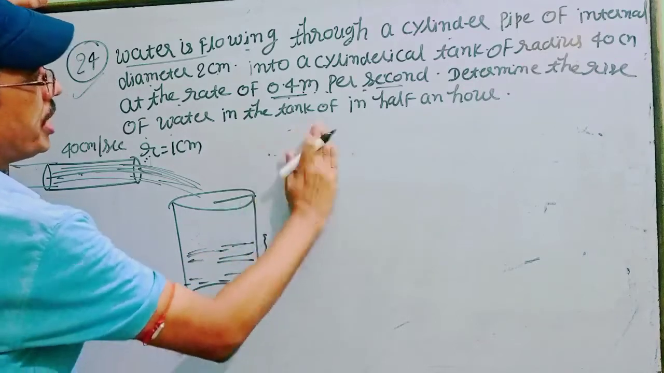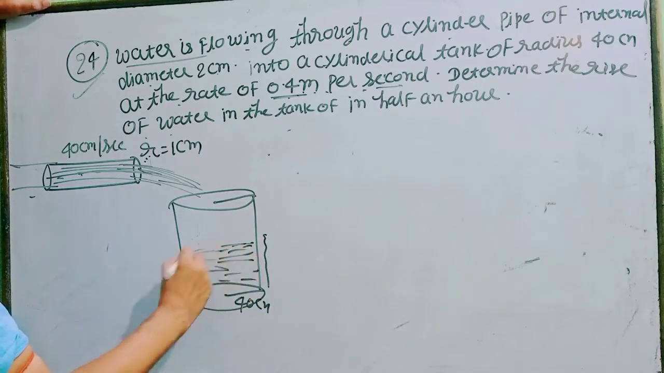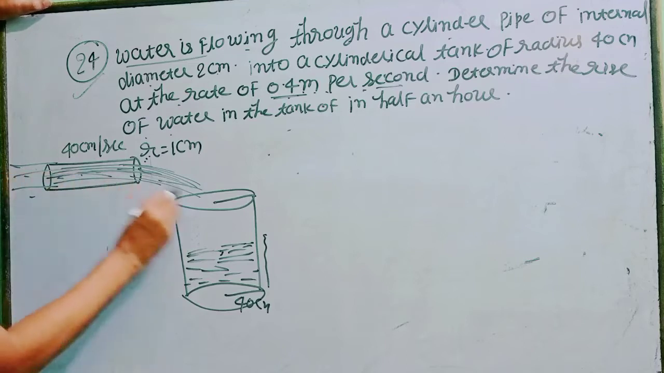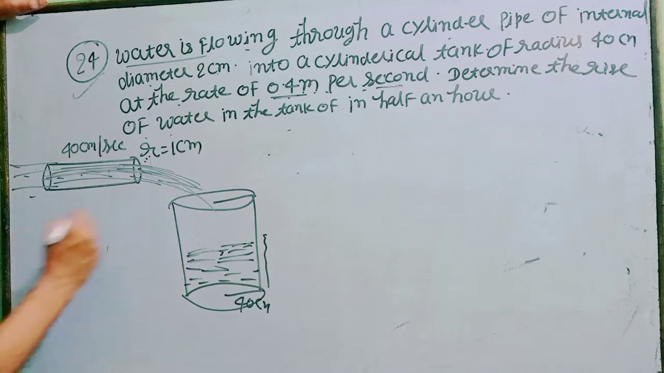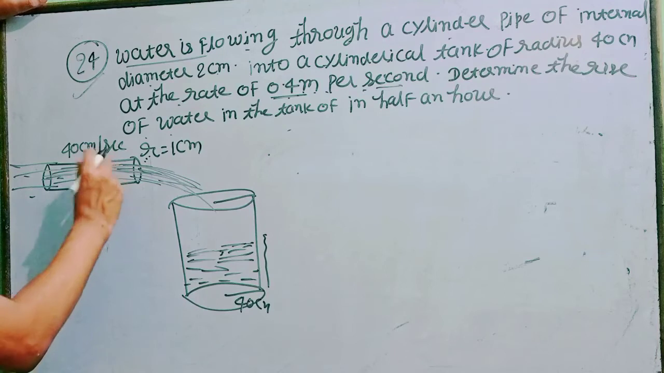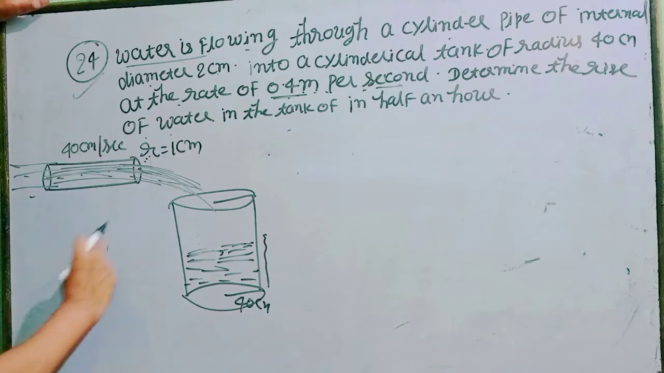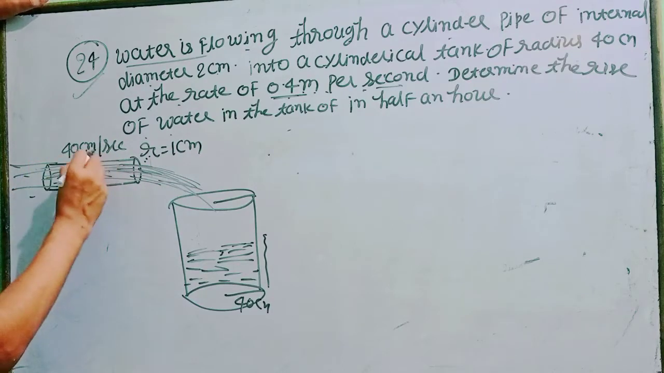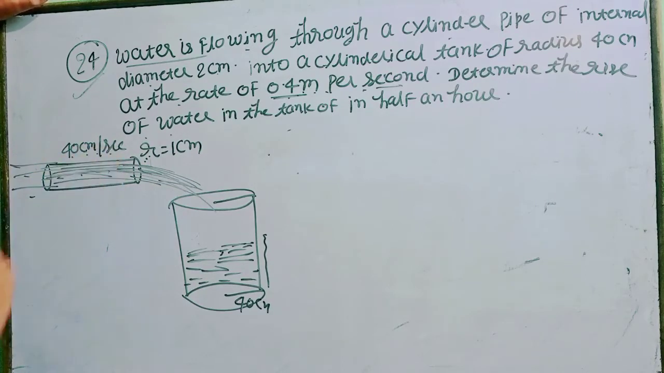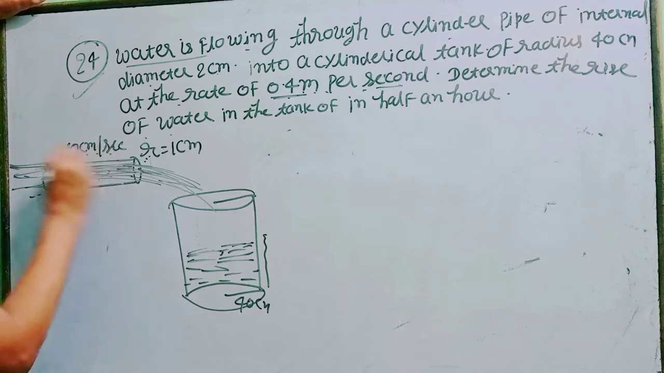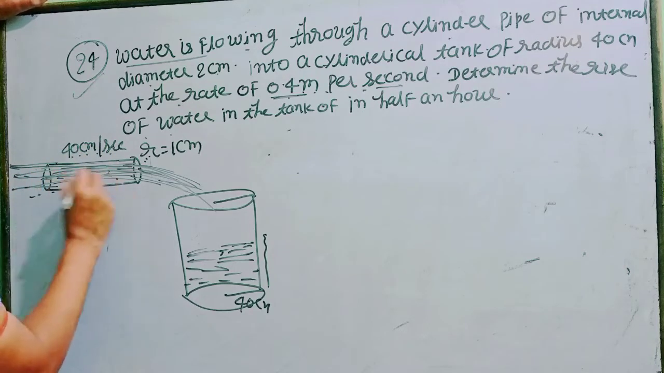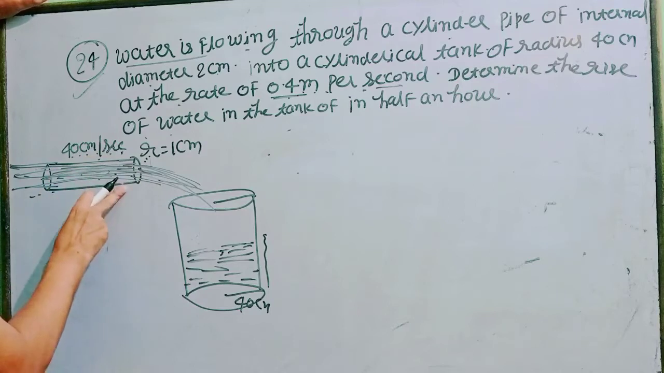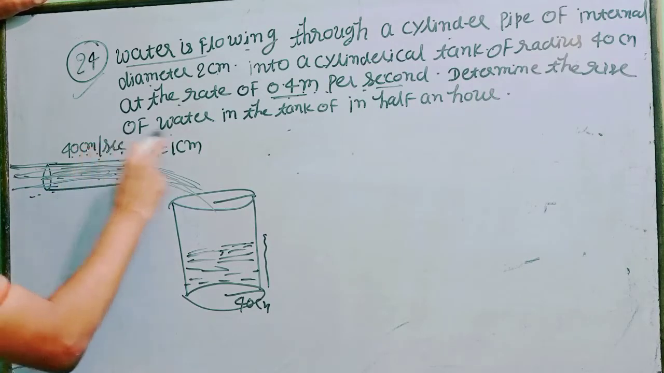Now your question is how much the water rises in this cylinder when water flows through this pipe in half an hour. So first write the volume of water flowing through this pipe in 1 second. Because the speed is given as 40 centimeter per second, that means the length of this column of water is 40 centimeter in 1 second. And your question is what is the volume of water released from this small cylinder in half an hour.